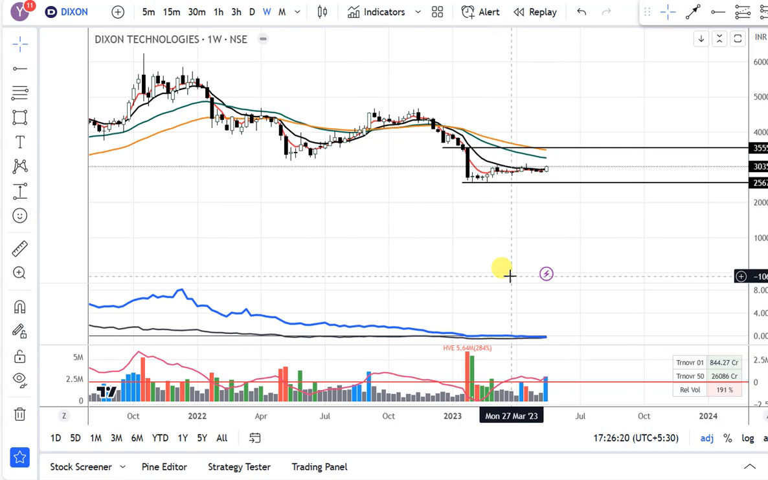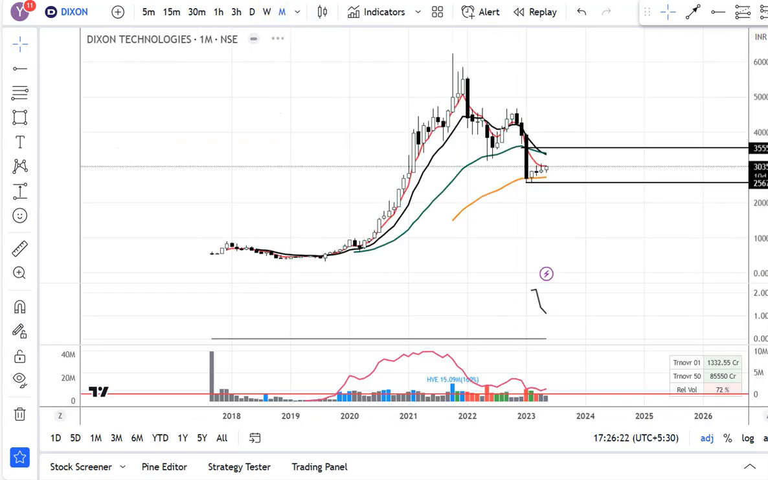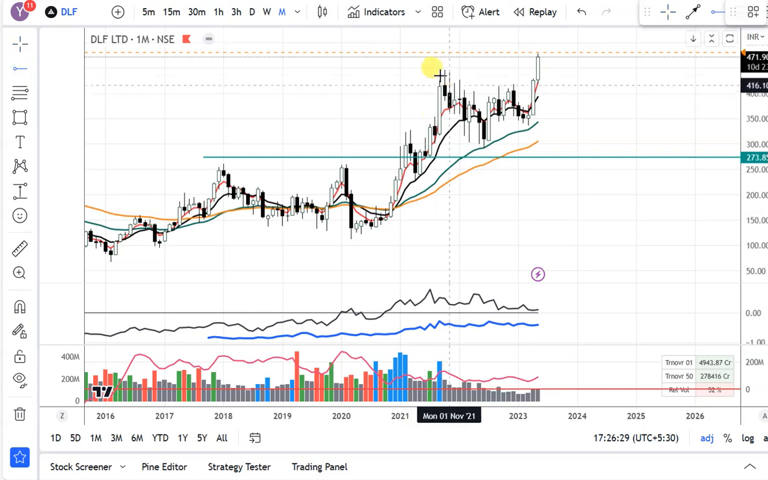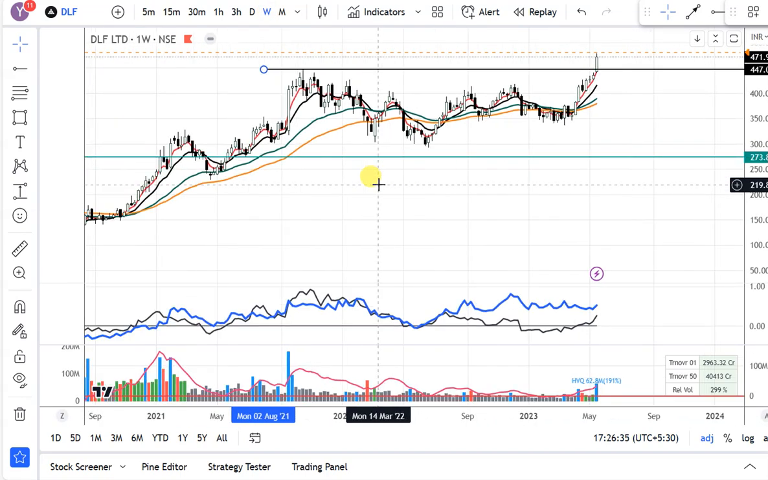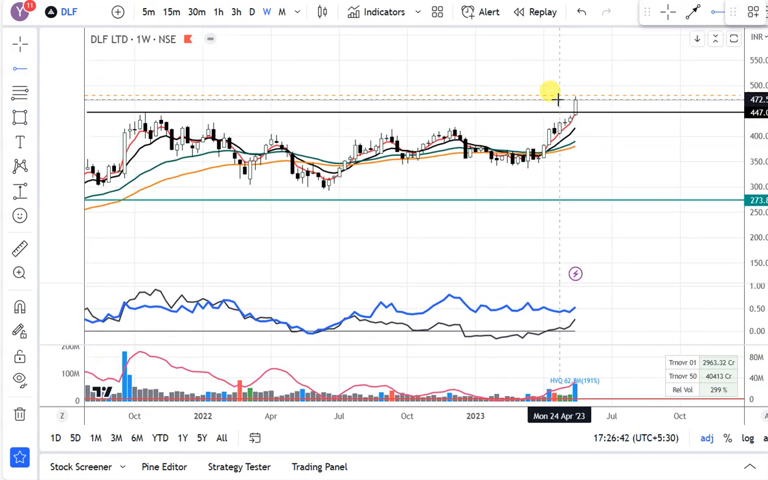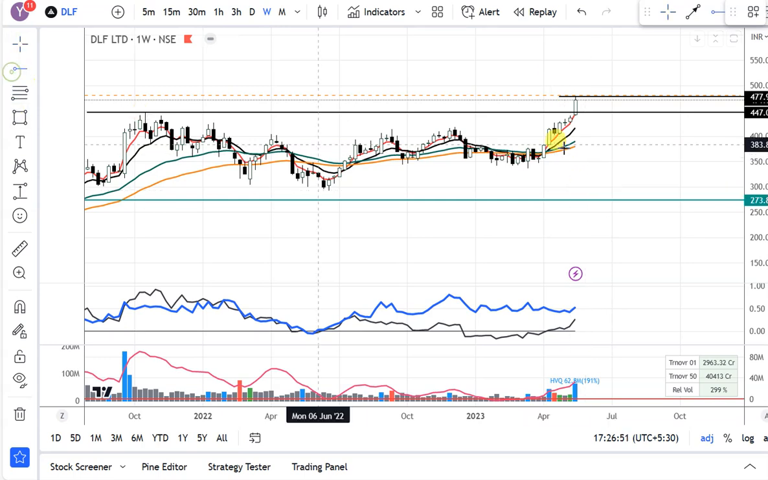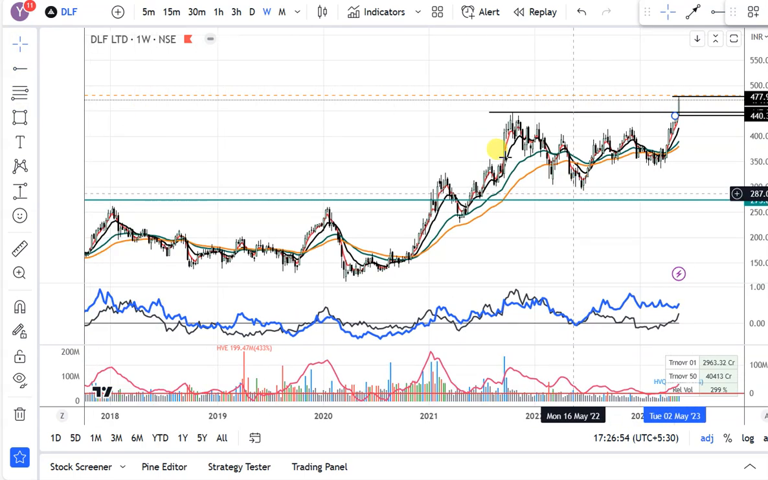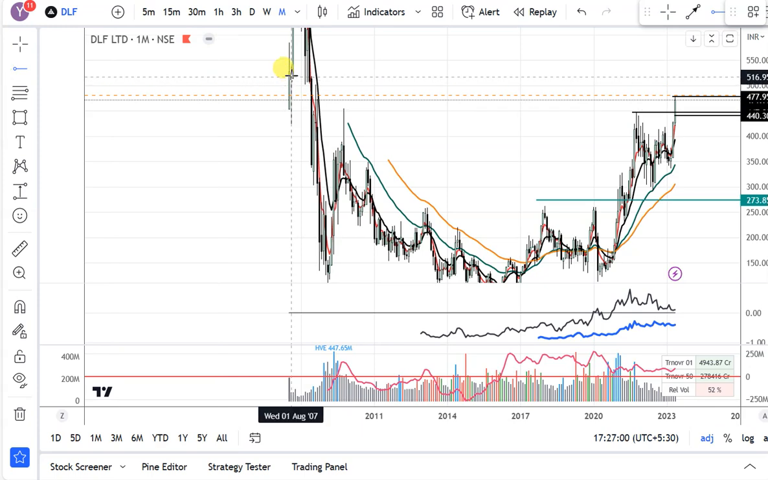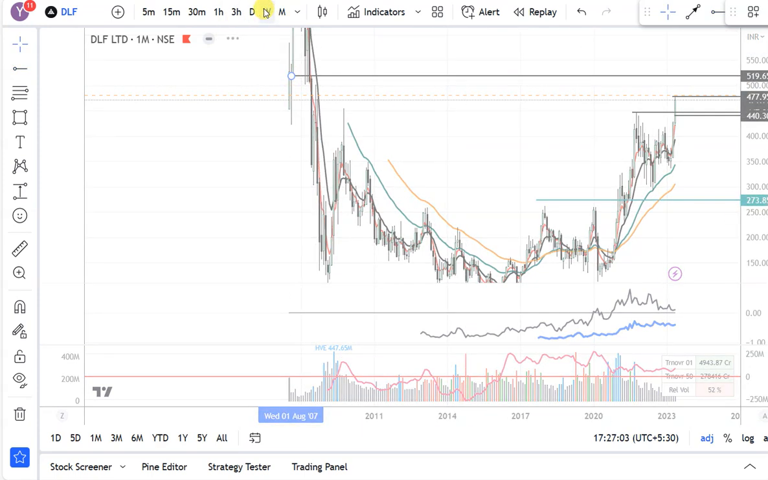DLF. Arey wah. DLF resistance has been broken very confidently. So we can see a very strong setup happening. Above the high of 490, 478 can be considered a strength area, and the weakness area is 440. What it can reach immediately is around 520. Please write it down: the possible strength area is above 478.